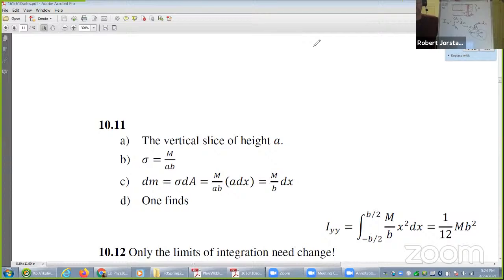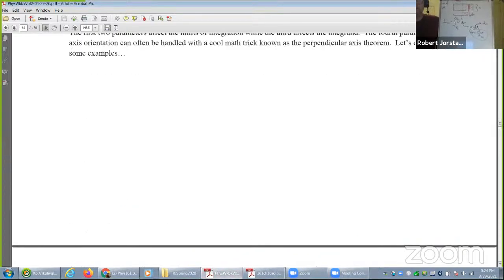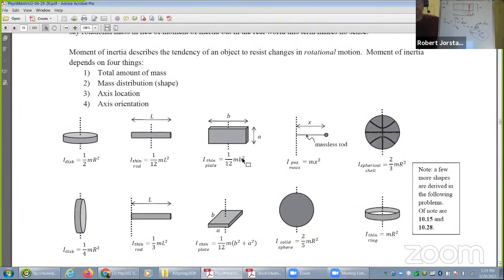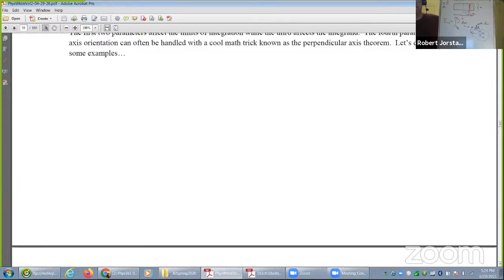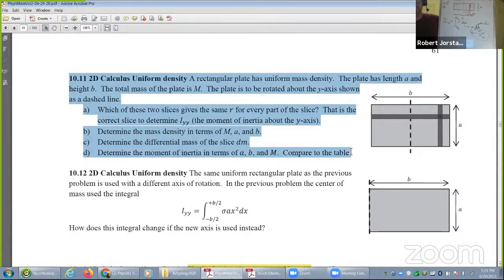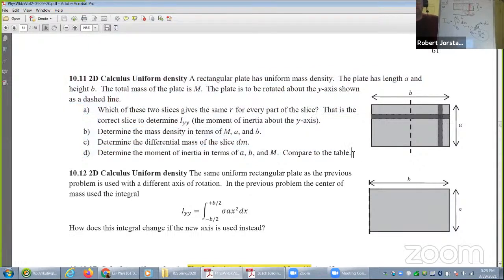Normally we're not going to do this integral because we're just going to look at the table, which you just derived one of the numbers in. That's exactly the problem we just did. So if you're wondering how they get these strange numbers, that's how they do it. All right, I'm going to pause and see if there are any questions. We just did this problem, 10.11. What do you think?